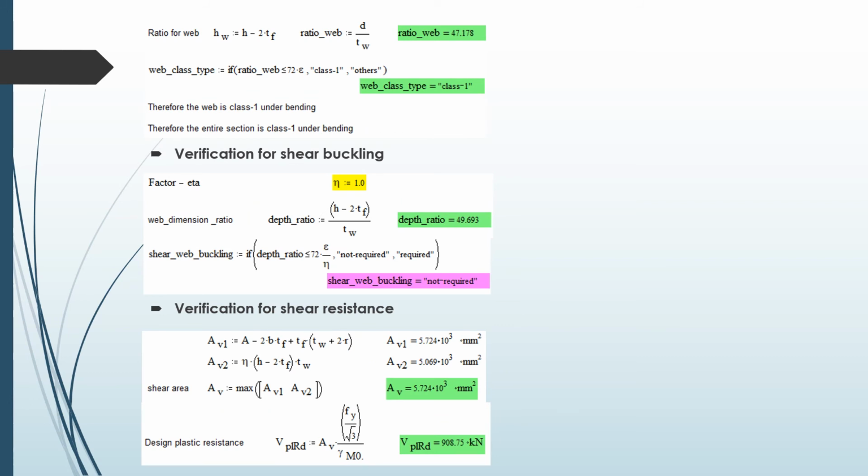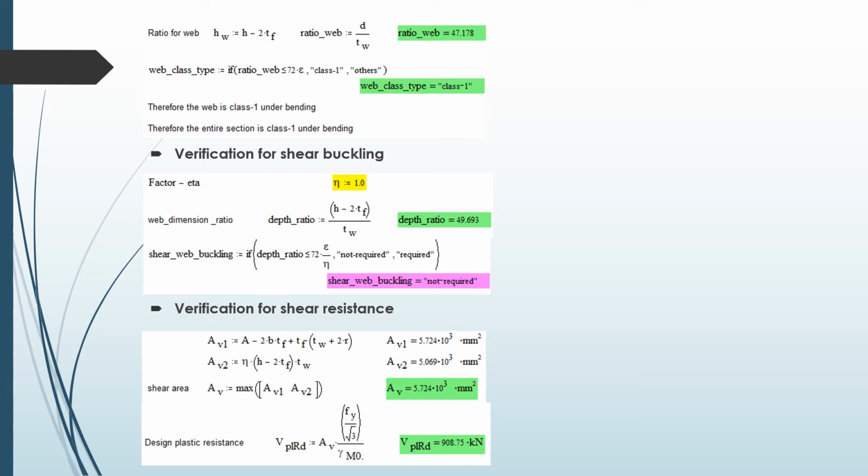So we start making the calculations for web also. The ratio d by tw for the web is calculated to be 47.178, and this is less than or equal to 72 epsilon. Therefore we conclude that web is also class 1. Therefore the entire section in our case is class 1 under bending.